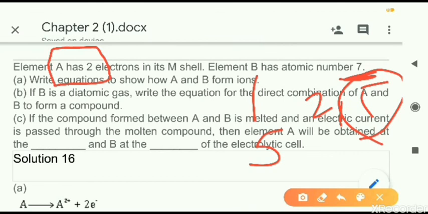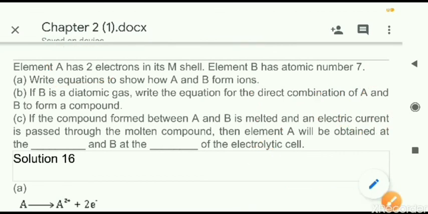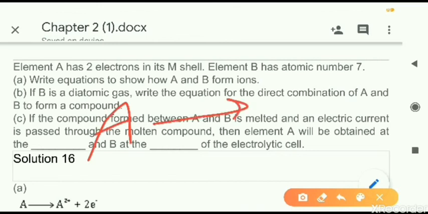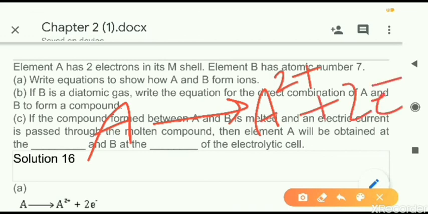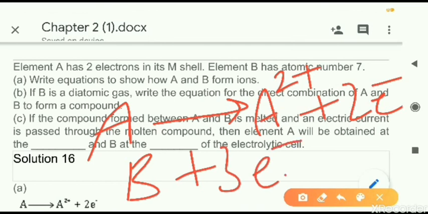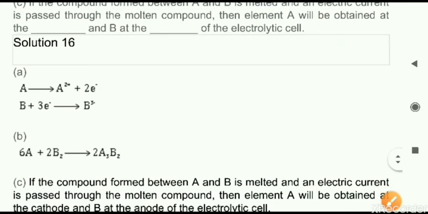Now you have to write the equation to show how A and B form ions. If A has 2 electrons in the outermost shell, what will it form in the form of ions? It will lose 2 electrons, so it will form A2+. On the other side, B has atomic number 7, that is 5 electrons in the outermost shell. So it still needs 3 electrons. It will gain 3 electrons to form the B3- ion. So that will be the equation.